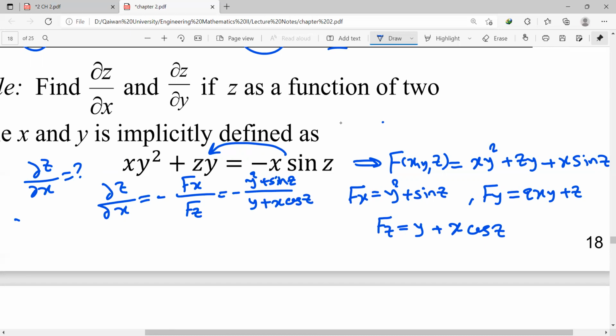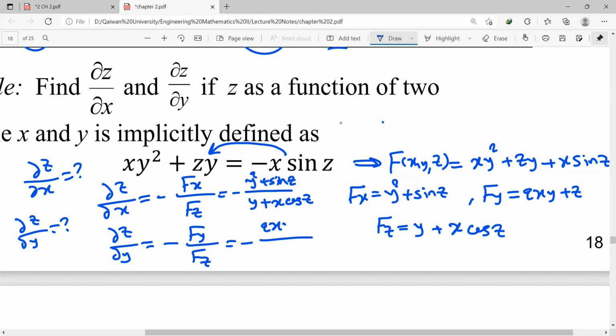How about partial z by partial y? We say partial z by partial y equals minus f sub y over f sub z. F sub y is 2xy plus z. So you have a negative sign, minus 2xy plus z, dividing by y plus x cosine z. That's all.